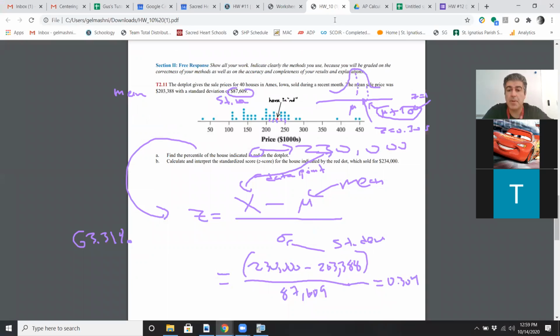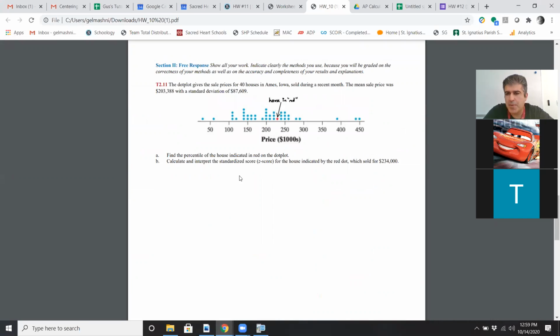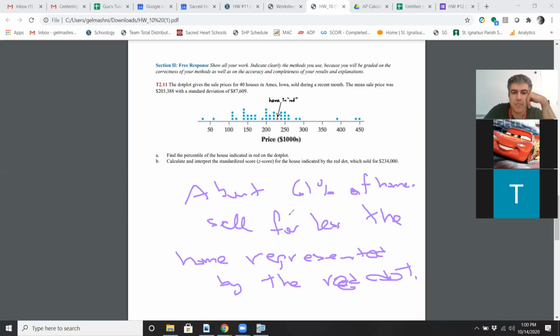Now for part B, let me have you guys try part B. Calculate and interpret the standardized z-score for the house indicated by the red dot which sold. Okay, I already did that for you guys. I already interpreted. So basically you would say that about 61% sell for less than the house represented by the red dot. So that's how you want to say it, or how you can interpret your results. So that's that one. So we found percentile again. We found the z-score. So we actually did the z-score first and percentile afterwards.